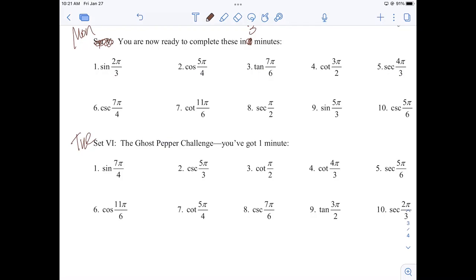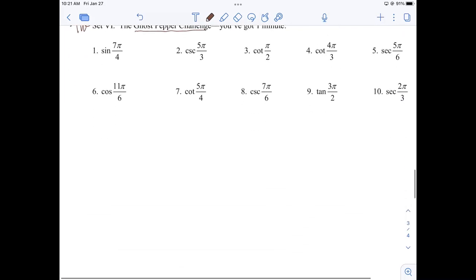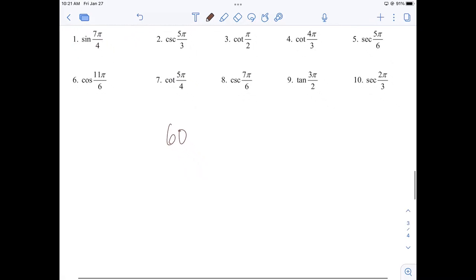we're going to have a ghost pepper challenge. Okay? What's going to happen? Listen, my voice is getting hoarse from having to laugh so hard. What's going to happen then? You're going to get a paper on Tuesday that's going to be 60 questions. And you're going to have 5 minutes to do it.